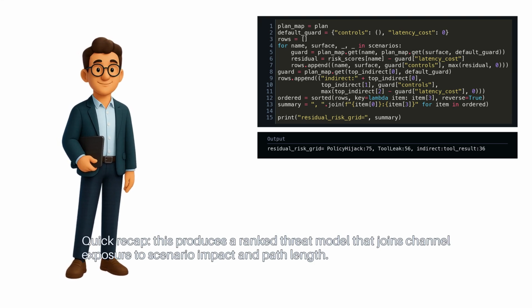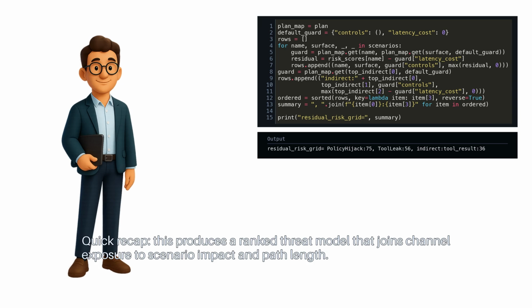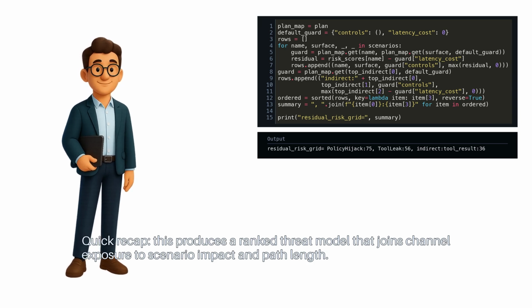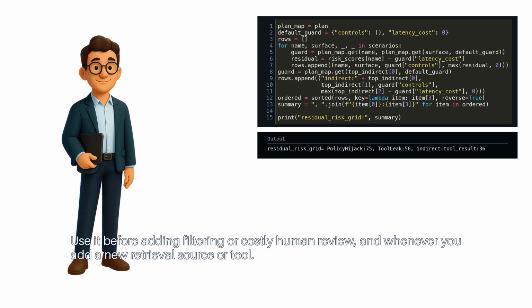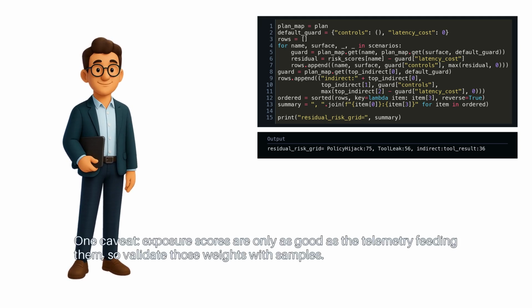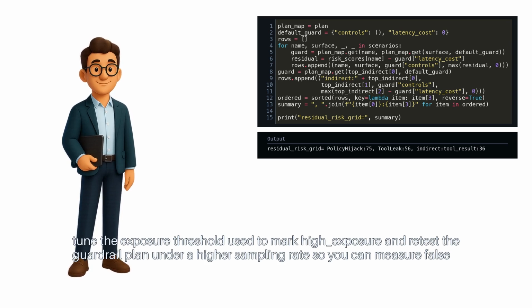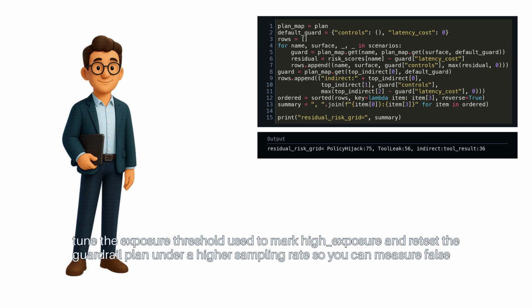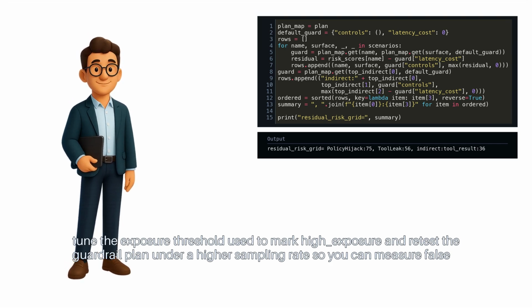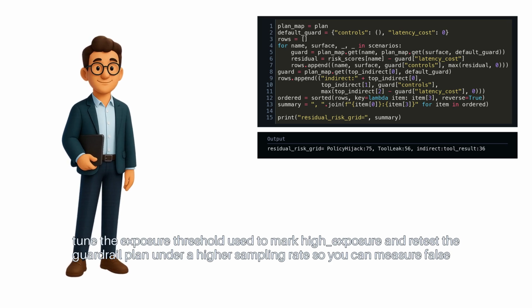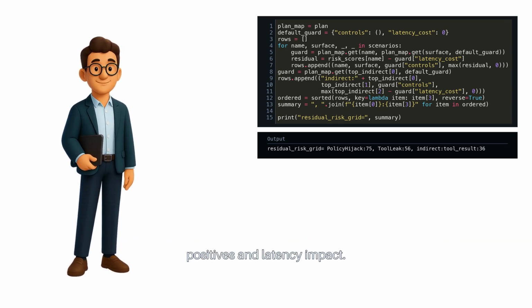Quick recap. This produces a ranked threat model that joins channel exposure to scenario impact and path length. Use it before adding filtering or costly human review, and whenever you add a new retrieval source or tool. One caveat: exposure scores are only as good as the telemetry feeding them, so validate those weights with samples. Next step: tune the exposure threshold used to mark high exposure and retest the guardrail plan under a higher sampling rate, so you can measure false positives and latency impact.